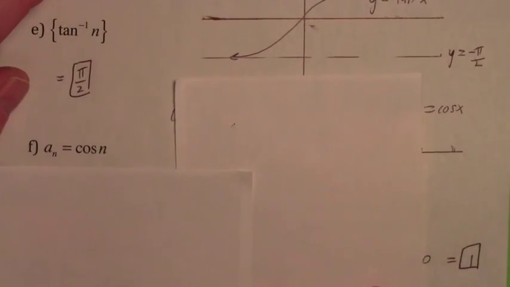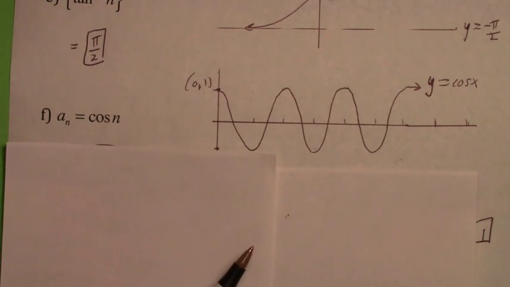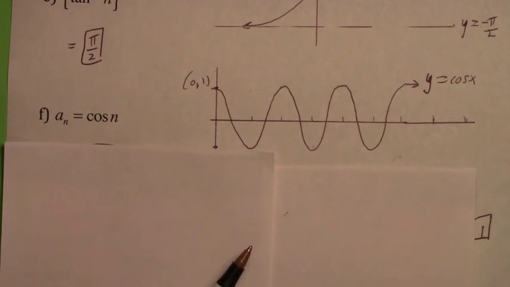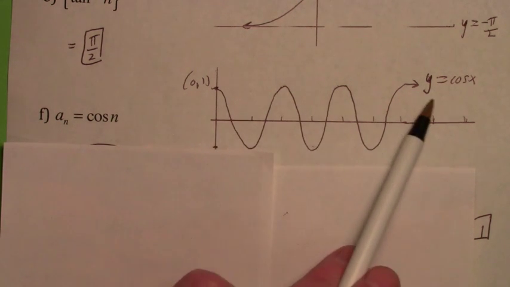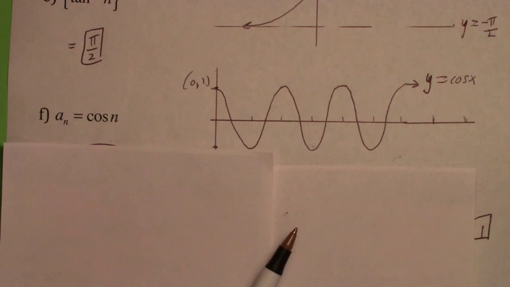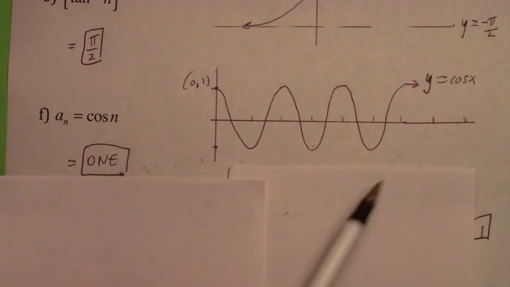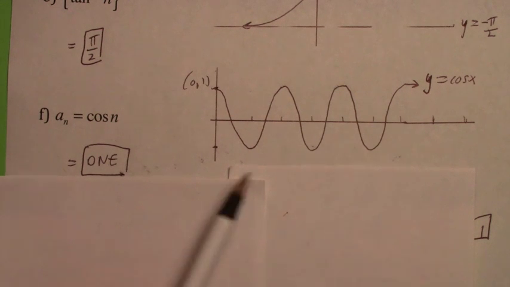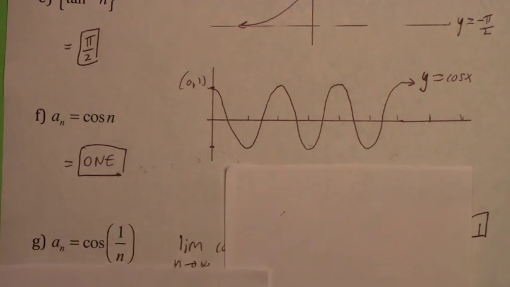How about cosine of n? What do you think about whether or not this sequence converges? This is cosine of x. Cosine of n would be random points on this graph here. So they're going to be arbitrary points on the graph, and they're not going to be getting close to any one number. So the limit does not exist.